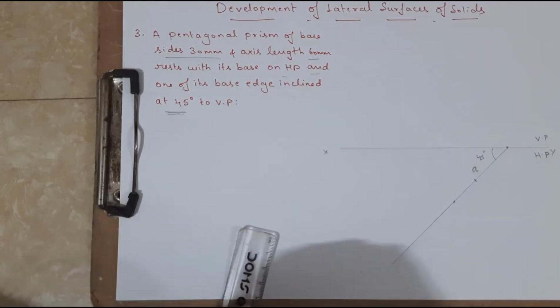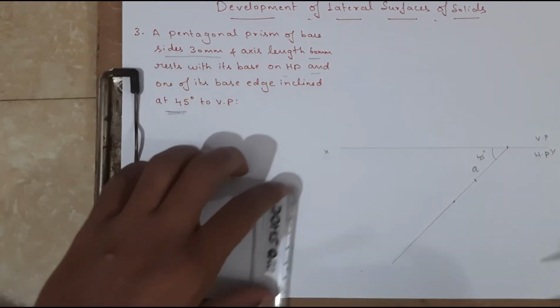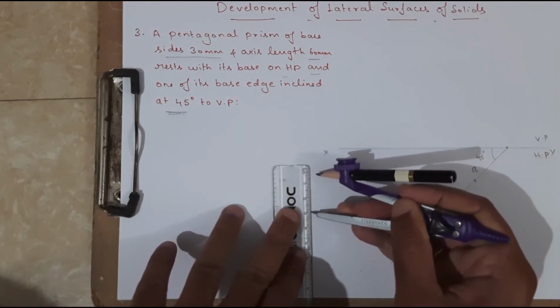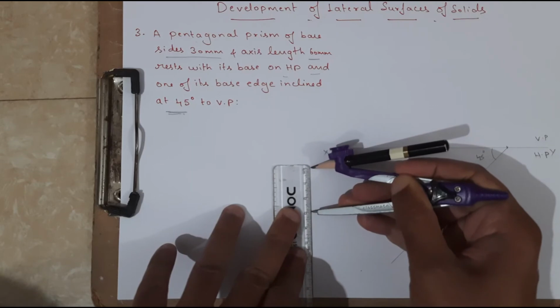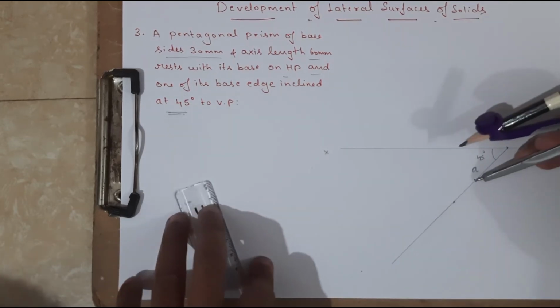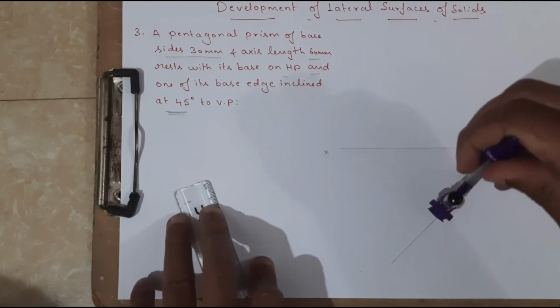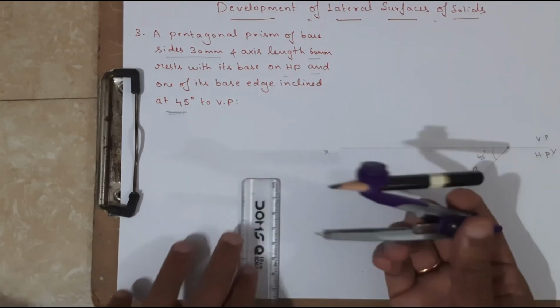So for the pentagon, what is the edge they are giving? They are telling us it is a pentagon of how much? 30 mm. So first I am going to draw an arc which measures how much? 30 mm. Okay.